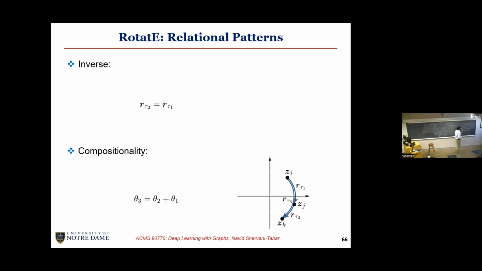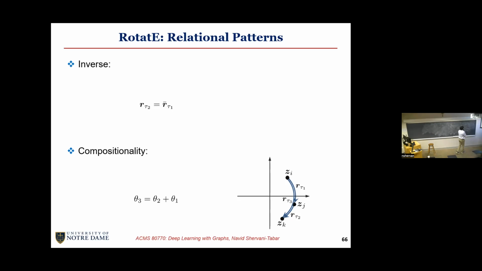For inverse, again, yes, we can do the inverse. Inverse can be done by learning the complex conjugate of the embedding that we learned for one relation. So the two relational embeddings that we learned should be complex conjugates of each other. That only means that our real value is the same, but our imaginary part is multiplied by a negative.